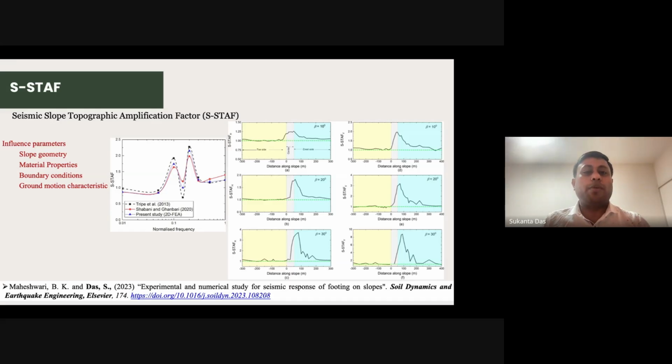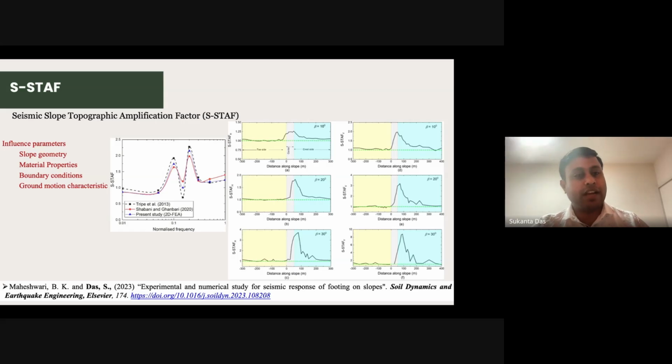That is called topographic amplification, which is another problem in hilly cities. I have particularly defined a name because I am not considering different topographies; I am considering a simplified slope. That's why I have given the name seismic slope topographic amplification factor. In this area, very few researchers have studied it and they have used simplified models.